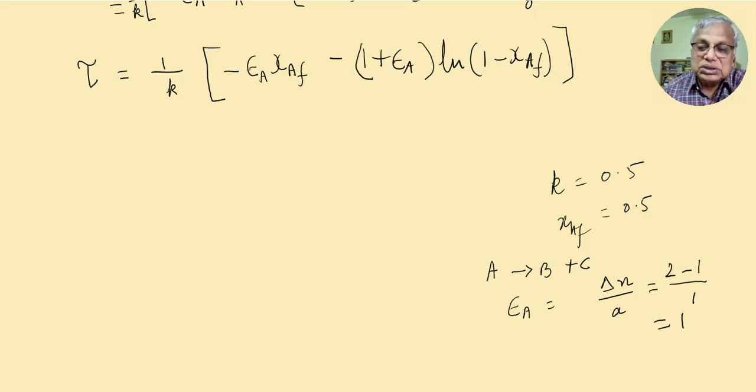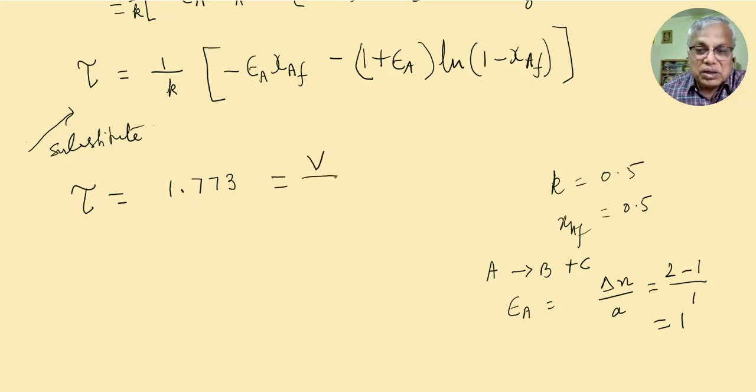If you substitute the numerical values in the integral equation and simplify, you will get tau equal to 1.773. And what is tau? Tau is actually V by V naught. Tau means, by basic definition, volume by volumetric flow rate.